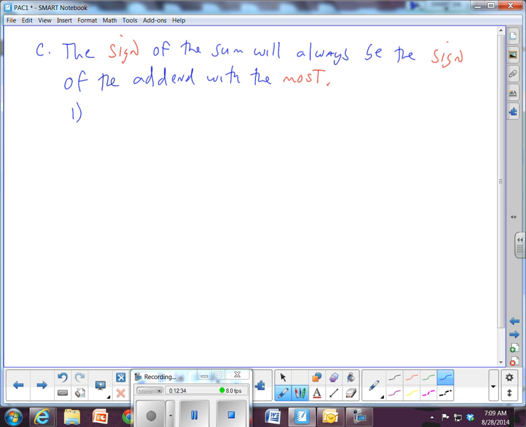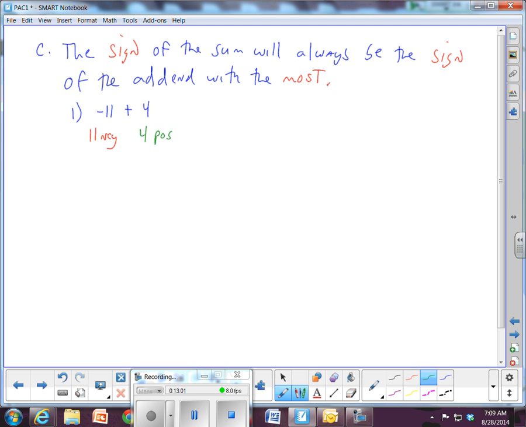So, for example, number 1. Suppose we have something like this, negative 11 plus 4. Okay, well, remember here, what do you have? You have 11 negatives. I'm writing that in red, right? Our negatives are written in red. You have 11 negatives, and in green, what do you have? 4 positives.